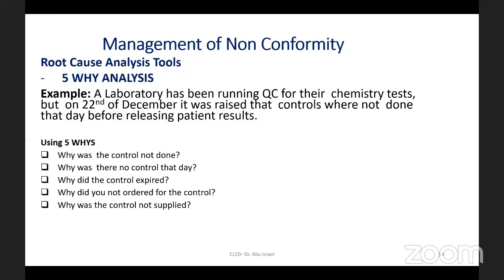So, management of non-conformity: the root cause analysis using the 5 Whys. Let's say, for example, a laboratory had been running QC for their chemistry test, but on the 22nd of December it was raised that controls were not done that day before releasing patient results. Now, using the 5 Whys, why was the control not done? They said there was no control. So why was there no control that day?